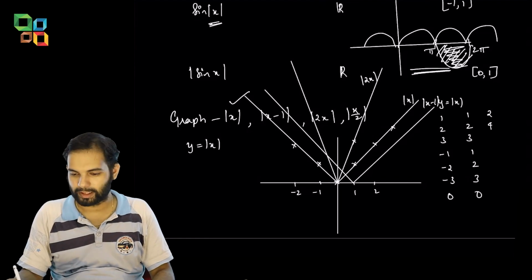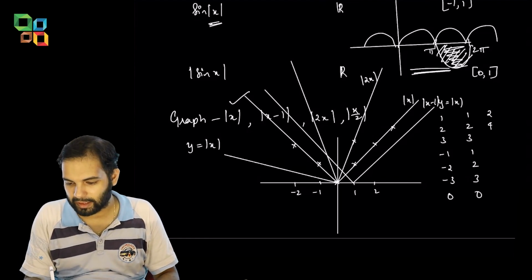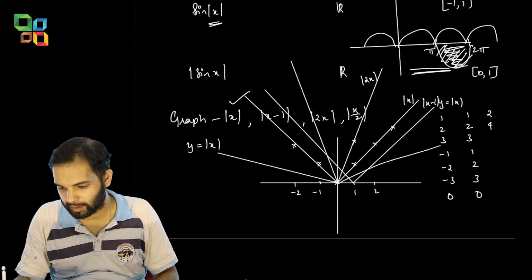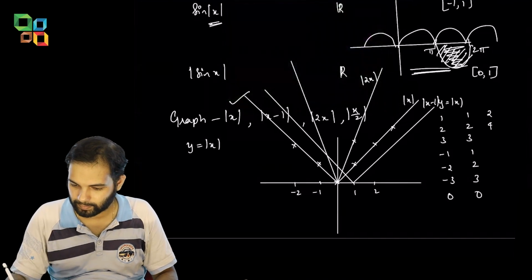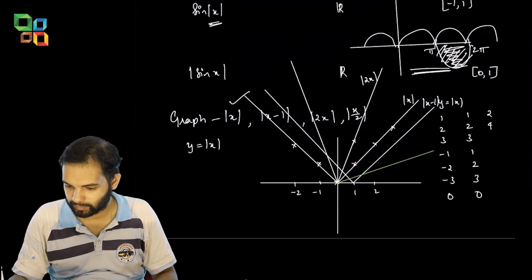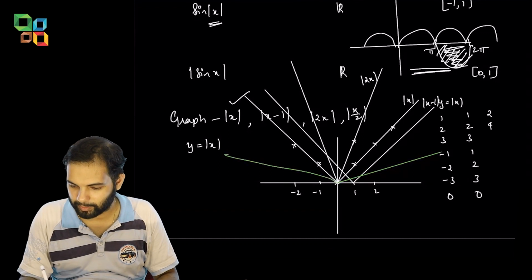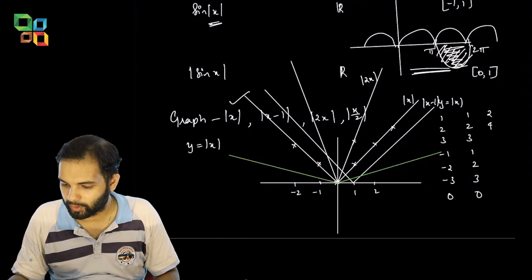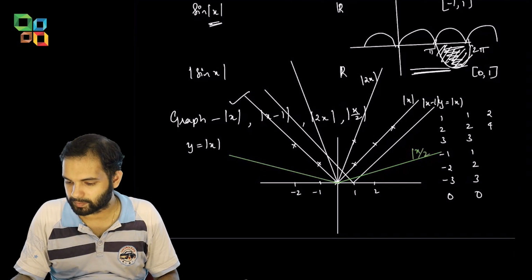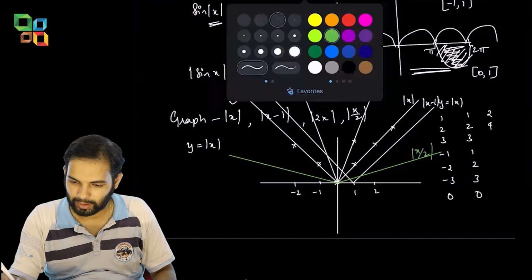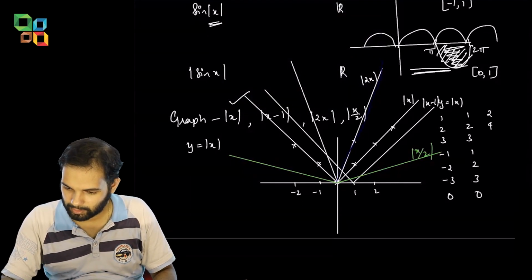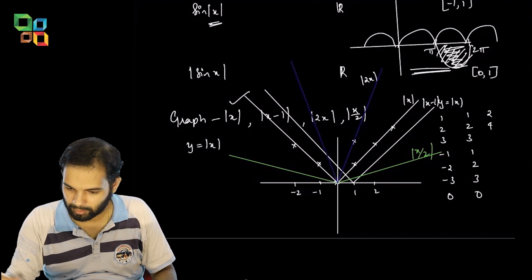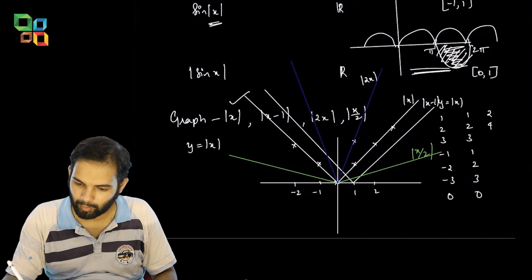What about x by 2? Now it will be wider. I think I should have drawn with different colors so that it would be clear. It will look something like this. You can try this out. So this is for mod of x by 2. And this was mod of 2x.